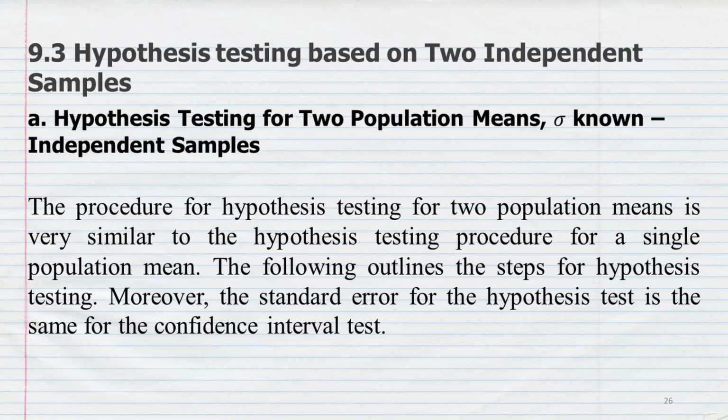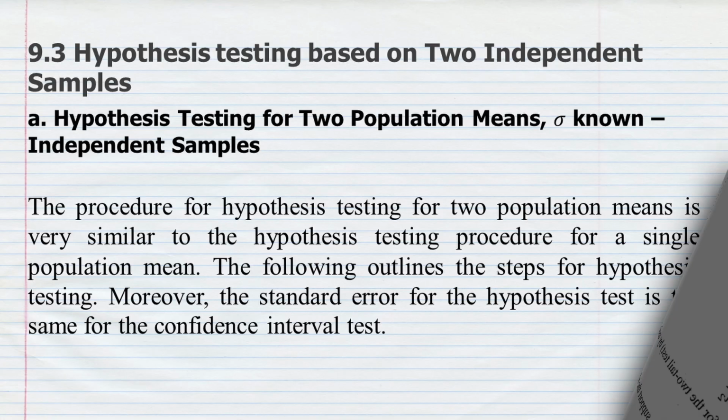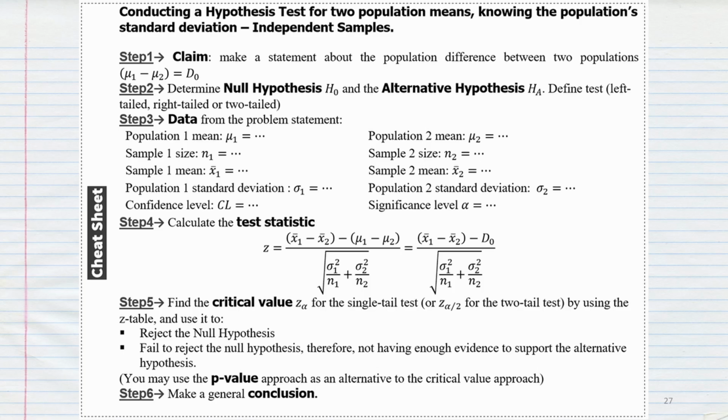The procedure for hypothesis testing for two population means is very similar to the hypothesis testing procedure for a single population mean. The following outlines the steps for hypothesis testing. Moreover, the standard error for the hypothesis test is the same for the confidence interval test. Here is the cheat sheet to use for conducting a hypothesis test for two population means, knowing the population's standard deviation, independent samples. Step 1.